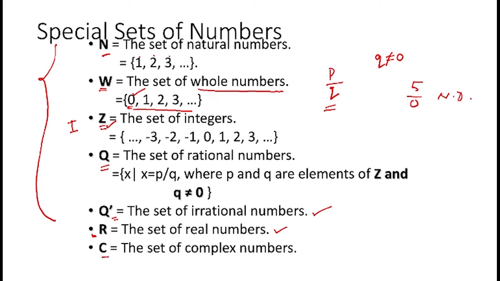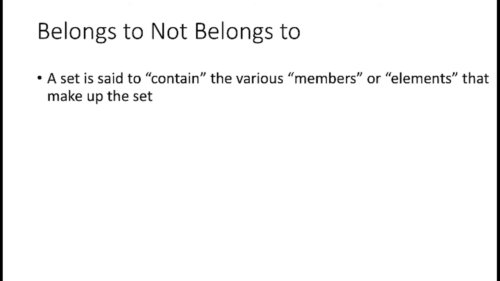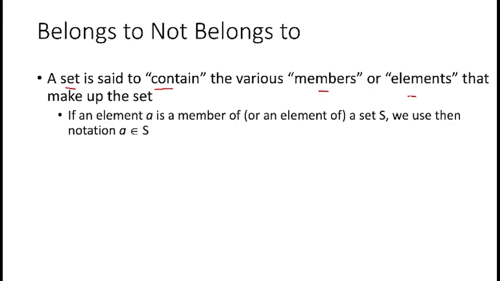Now, the terminology we have to see: belongs to or does not belong to. What is the meaning of this? A set is said to contain various members or elements that make up the set. Like if an element A is a member of, or an element of, set S, we use this notation: A belongs to S. It means A is an element that is in the set S, right?